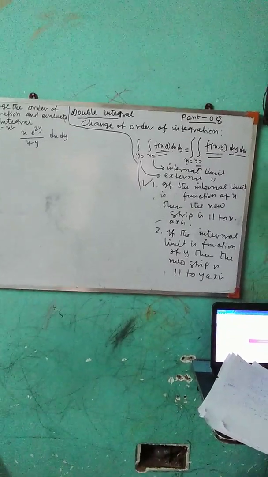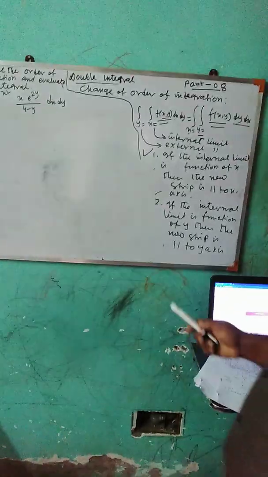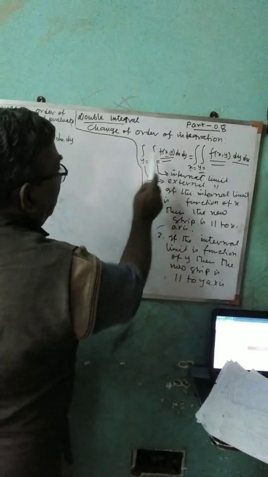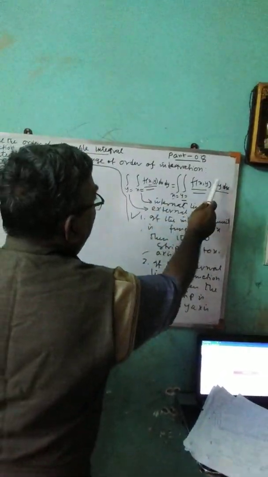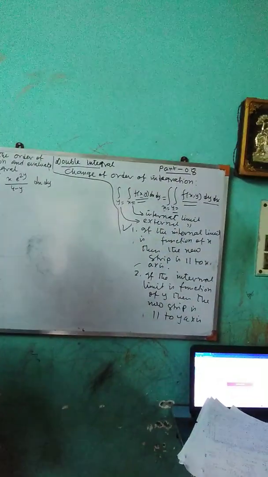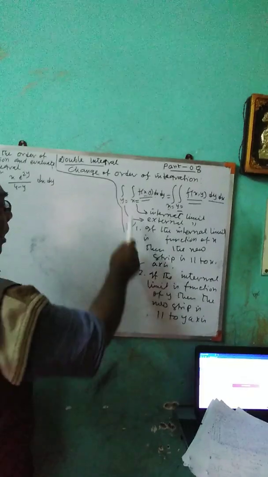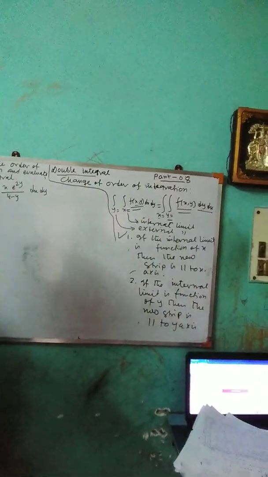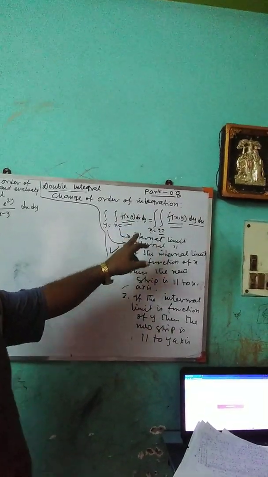Actually, change of order of integration means changing the order of limits, internal limits and external limits. For example, suppose this is an integral, y equal to, this is the external limit, this is the internal limit, and it is f(x,y) dx dy. So dx dy becomes dy dx after changing the order of integration. So the internal limit, which was x equal to, will become y equal to something, and the external limit y equal to something will become x equal to something. And f(x,y) does not change.